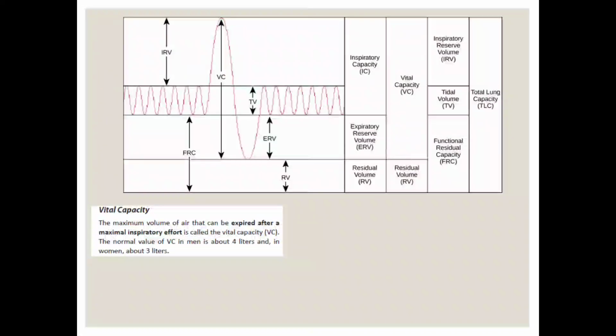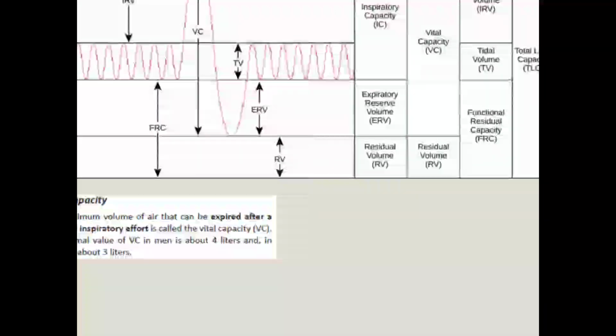First come to the vital capacity. A capacity is nothing but the summation of different volumes. We get the vital capacity if we add the tidal volume, the inspiratory reserve volume, and the expiratory reserve volume. The maximum volume of air that can be expired after a maximum inspiratory effort is called the vital capacity. The normal value of vital capacity in men is 4 liter and in women it is about 3 liter.